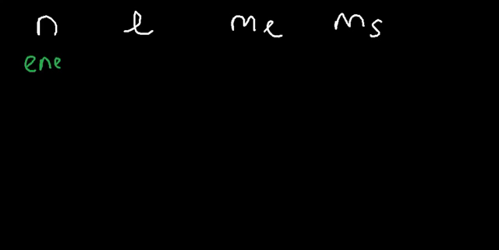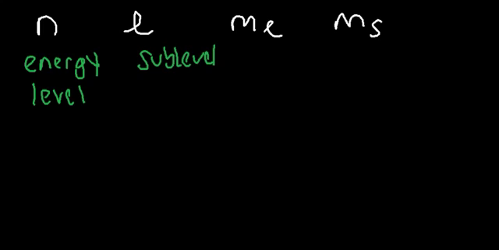So you need to be familiar with these 4 quantum numbers, n, L, mL, and mS. We talked about n already. This is the main principal energy level. L represents the sublevel, which is associated with s, p, d, and f. mL specifies the orbital.